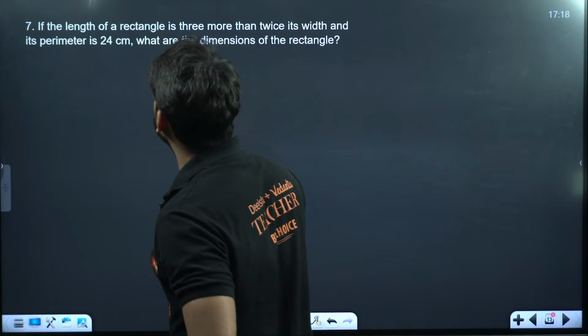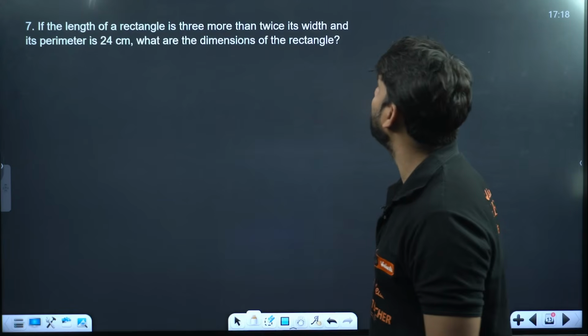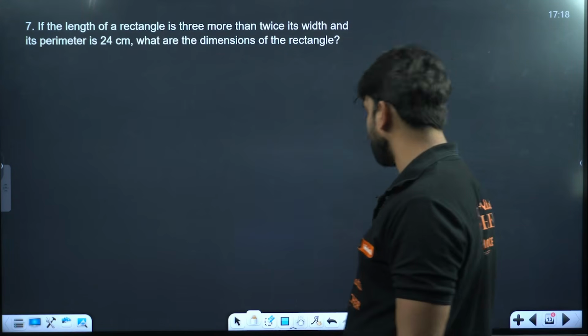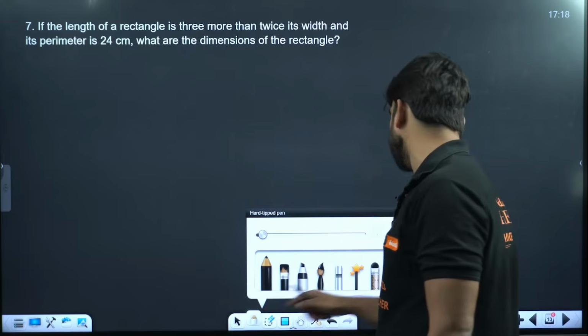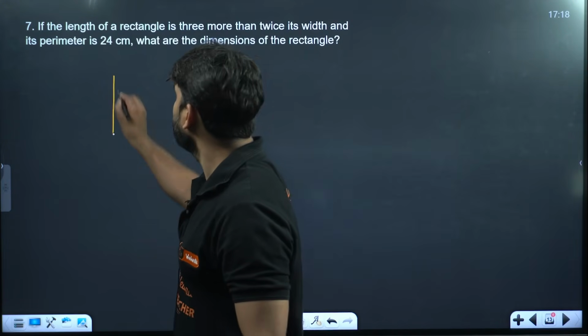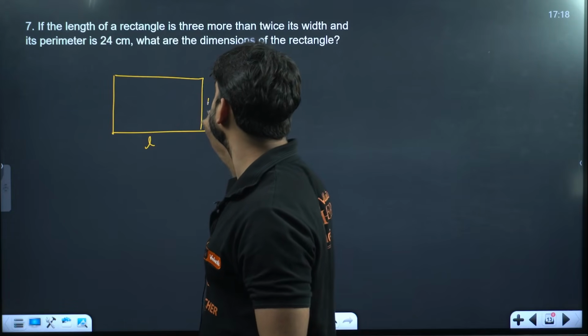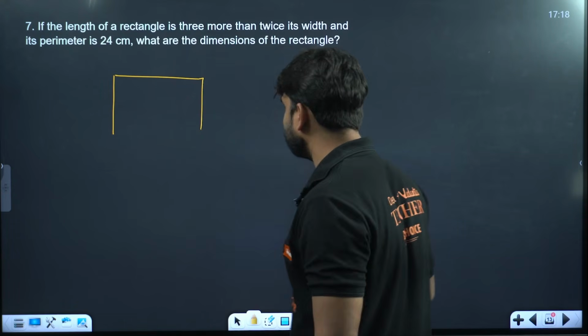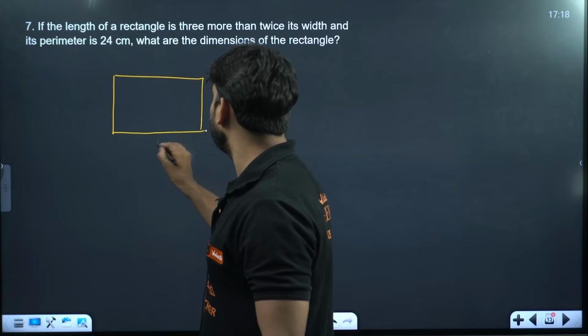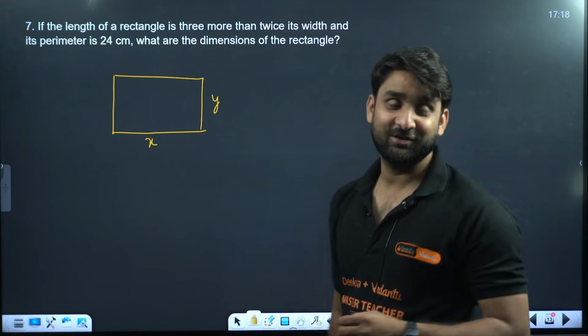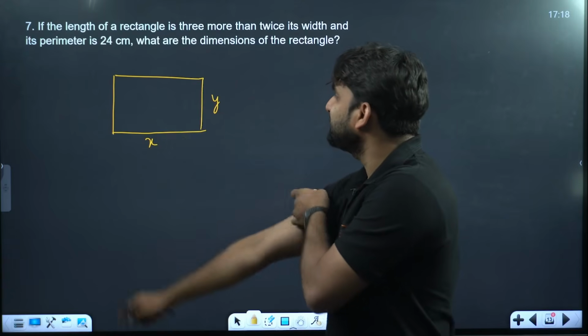So, next question. If the length of a rectangle is 3 more than twice its width and its perimeter is 24 centimeter, what are the dimensions of the rectangle? Very easy question, very simple question. So let's assume there is a rectangle, and this is length and this is breadth. So when we assume x and y, it looks better for linear equations. So let length be x and breadth be y.